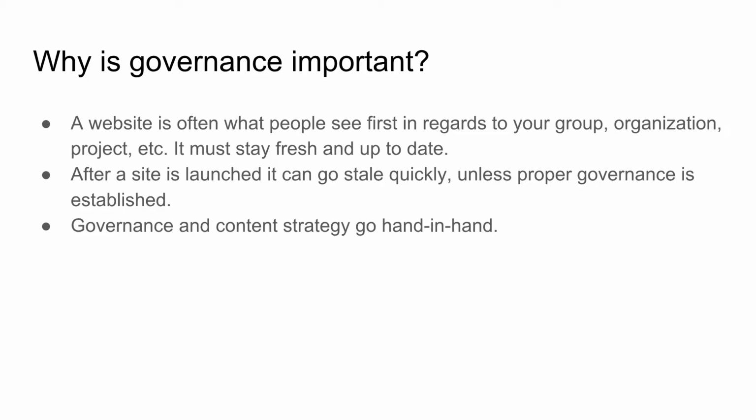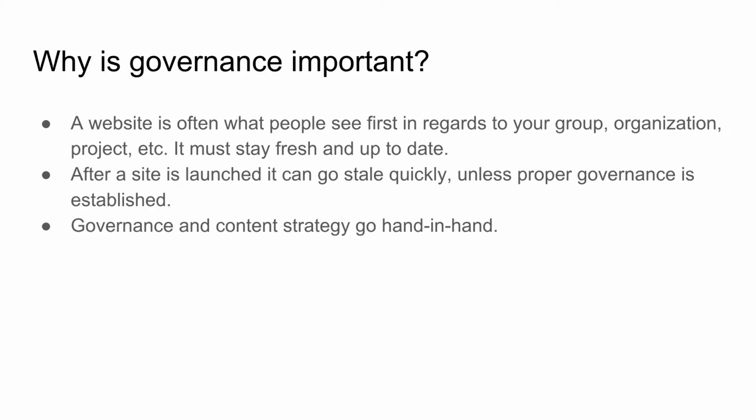So why is governance important? A website is often what people see first in regards to your group, organization, or project. Sometimes it's the only source of information that people come across. So it's really important in today's world to keep it fresh and up to date. Otherwise, people won't find you. If you're not updating your content, it will rank lower in search engine optimization. And if somebody comes across your site and information is out of date or there are broken links everywhere, it can be a very frustrating experience.